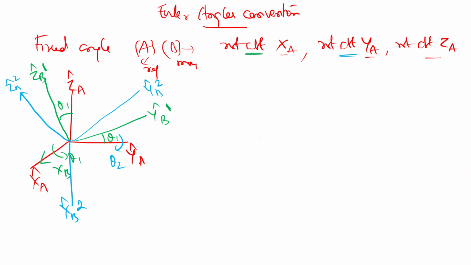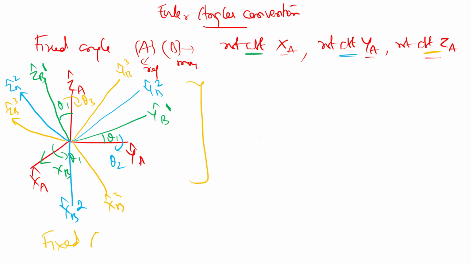So what is the third one? Third one is about Z. So where is Z is for here? So you have to rotate about this by theta 3. So as a result, you have ZB third position, and then XB cap third position, and then YB cap third. So this is about what? This is about fixed angle. So I'm calling this as fixed angle representation, fixed angle convention.